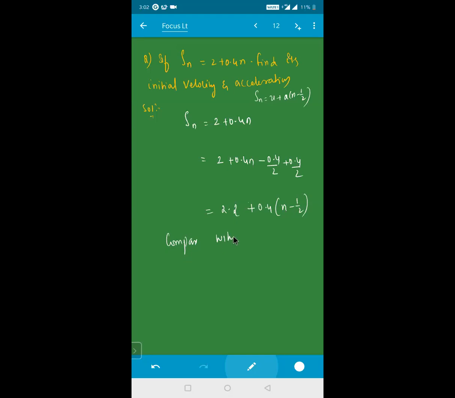Compare with your standard equation. What is the standard equation for me? Sn is equal to u plus a into n minus 1 by 2. So how much acceleration am I getting right now? 0.4. Acceleration is 0.4 meter per second square. What is the initial velocity? 2.2 meter per second. So this will be your answer. Clear for everyone? Yes, sir.